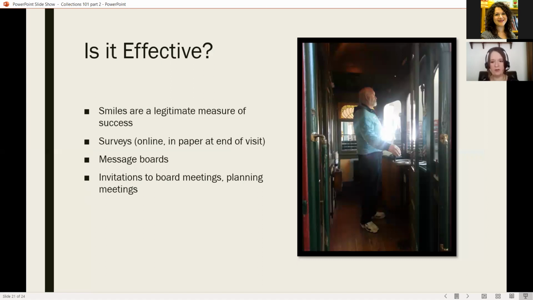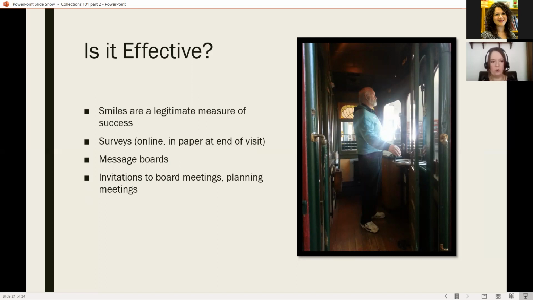So another thing to think about is, you've made your exhibits, you've done your tours, you've made your online Instagram posts, is it effective? One of the first things I learned about exhibits is that smiles are a legitimate measure of success. This man here is interacting with this train exhibit. He seems very engrossed. It's probably safe to say that this exhibit of this train is effective for him personally.